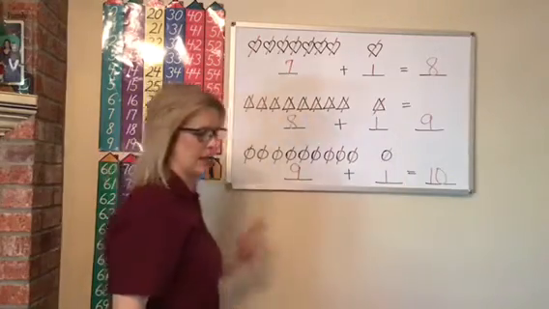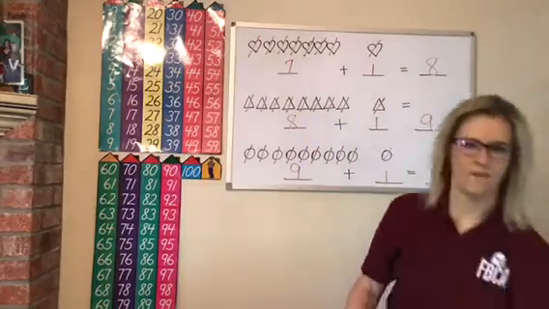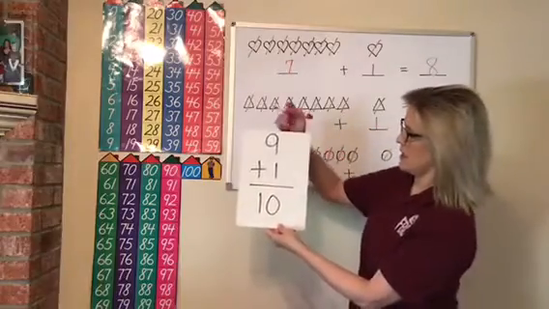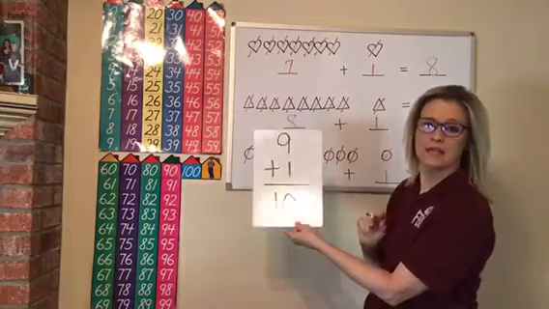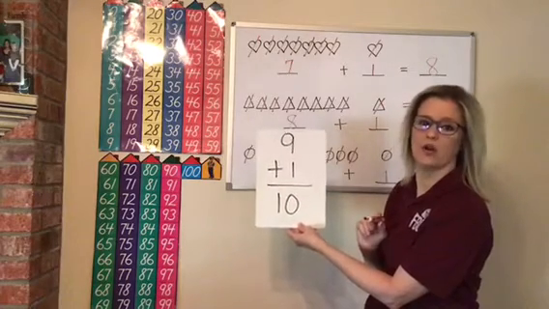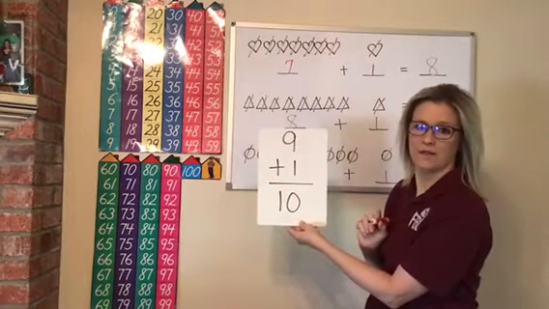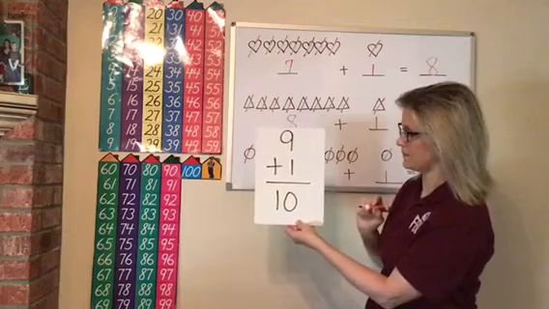Good job. And this is the way we're going to write our flashcard. 9 plus 1 equals 10. And 10 is the last combination card that we are going to have. Okay, we're going to stop there.